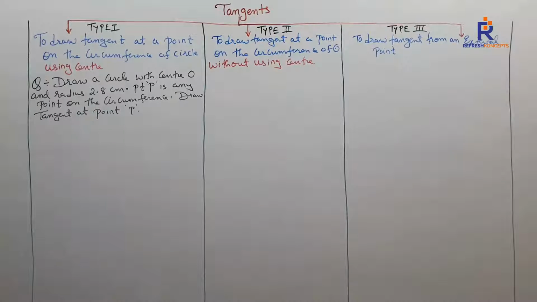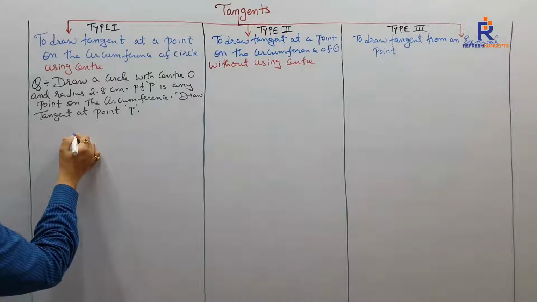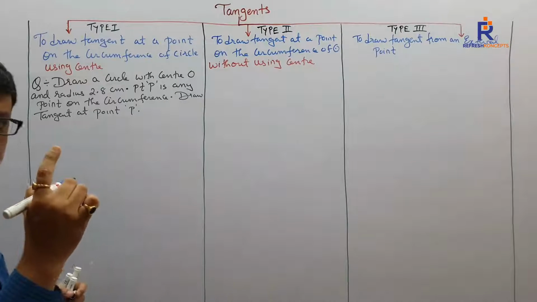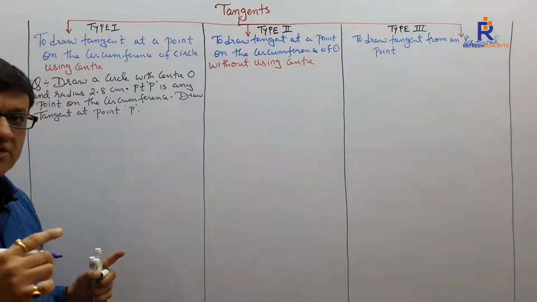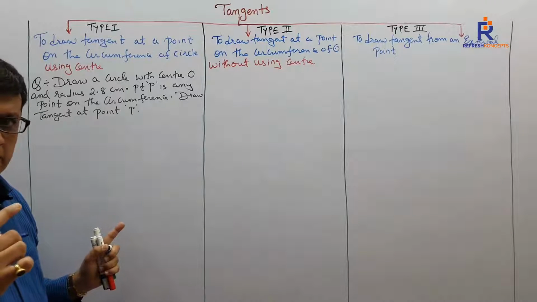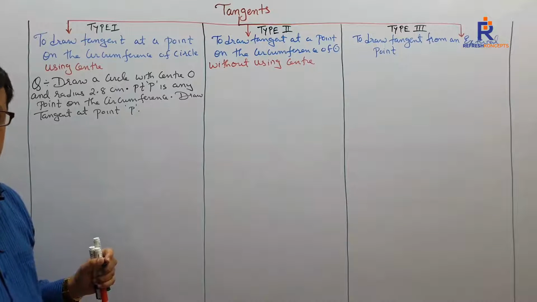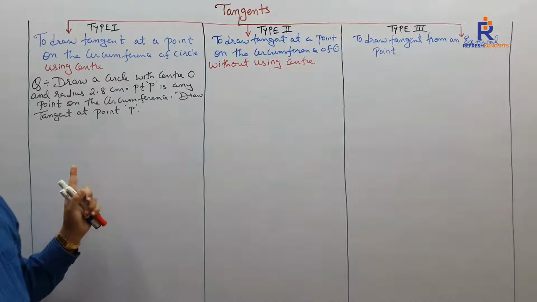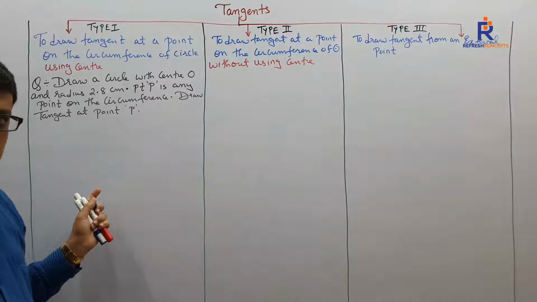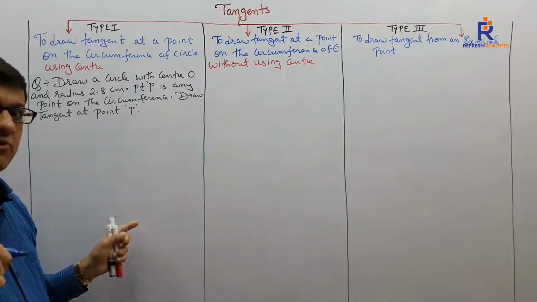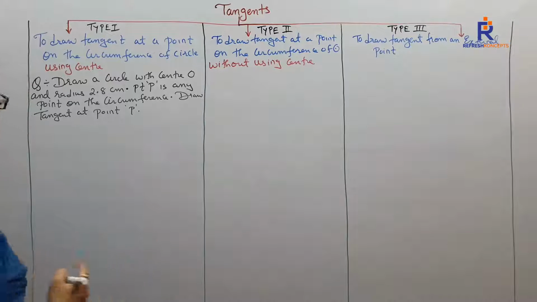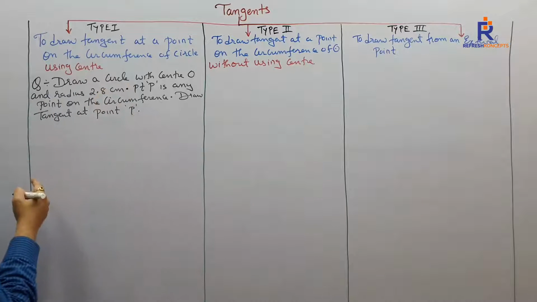We draw a circle. Children, one more thing. I don't have any instruments, so whatever I'll be doing is a rough one. You need to do it with the help of all the instruments, measure accurately and perform the same sum. I'm not using any instruments; we are doing freehand. Draw a circle with center O and radius 2.8.